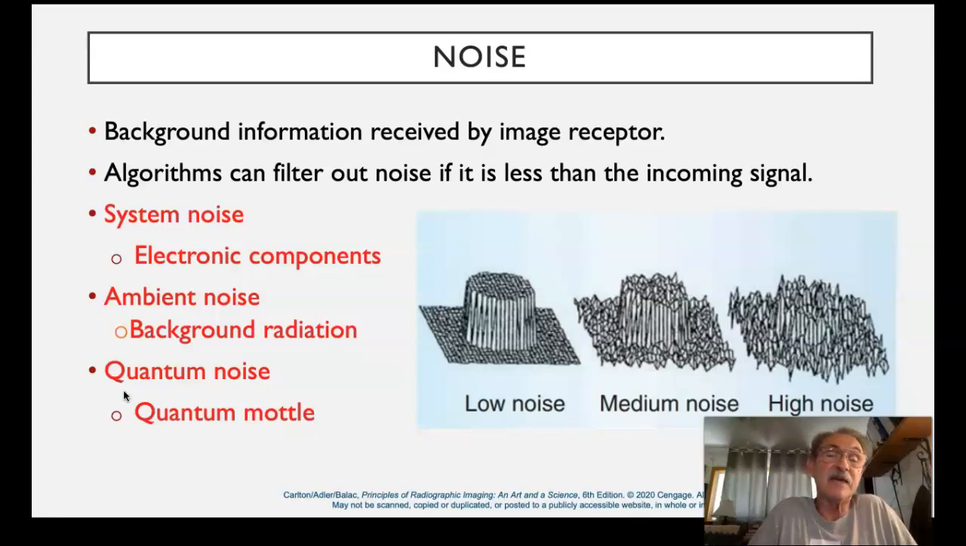We also have ambient noise based on background radiation. Perhaps you left a CR plate in the X-ray room and it was exposed to a little bit of scatter radiation. That will show up as fog or ambient noise on your image receptor. And finally, there's quantum noise that we've been talking about, and quantum noise is typically a lack of mAs, a lack of exposure.